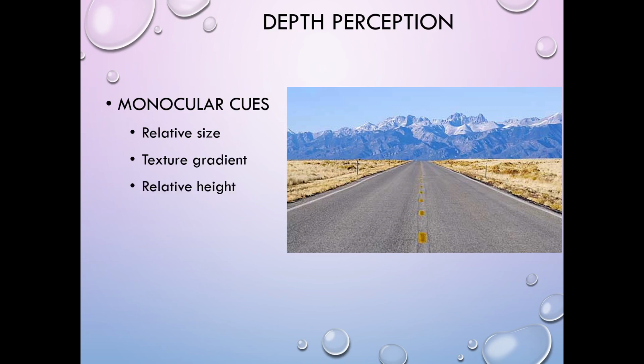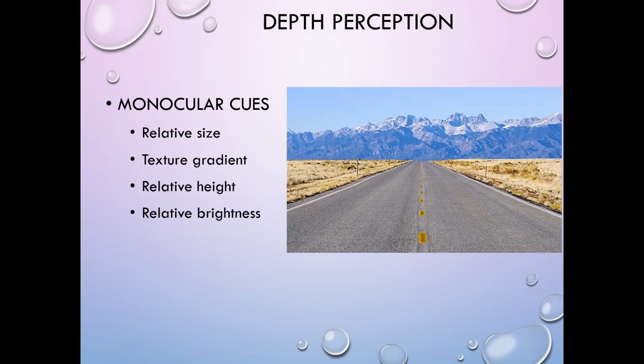Texture gradient. Relative height. Things that are closer to us tend to be lower in the visual field. Things that are farther away tend to be higher in the visual field. And so the road looks lower because it's closer to us. Even though it's a completely flat road, as it goes off into the distance, it seems to rise up. And definitely the mountains look high compared to other things in the field. But look at the telephone poles. The ones that are farther away seem higher in the visual field. That's relative height.